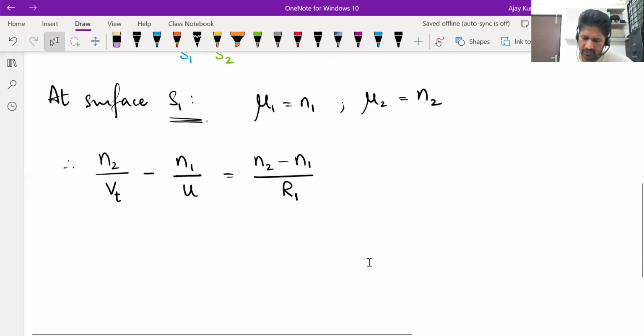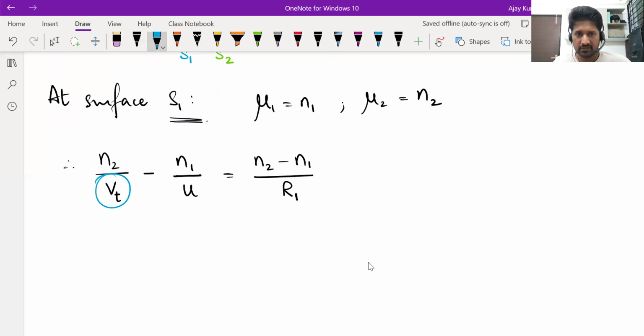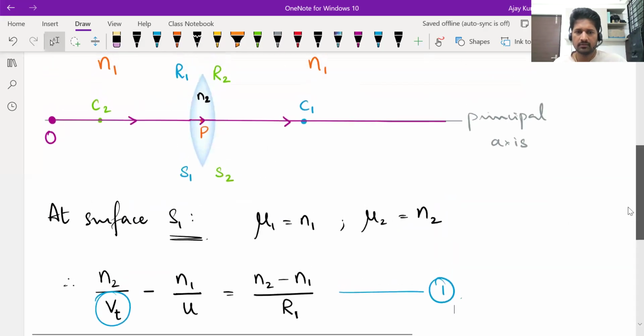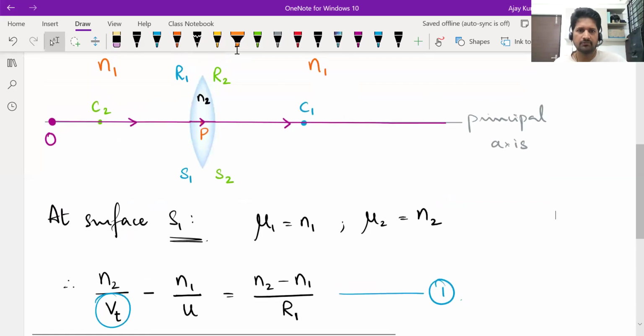Now from this, what do we get? We get where the image is formed by the first surface. This VT is the image distance from the first surface, the temporary image. We'll leave it like this. Let this be the first equation. Any doubt in this so far? We just wrote the spherical surface refraction formula for the first surface of the lens.